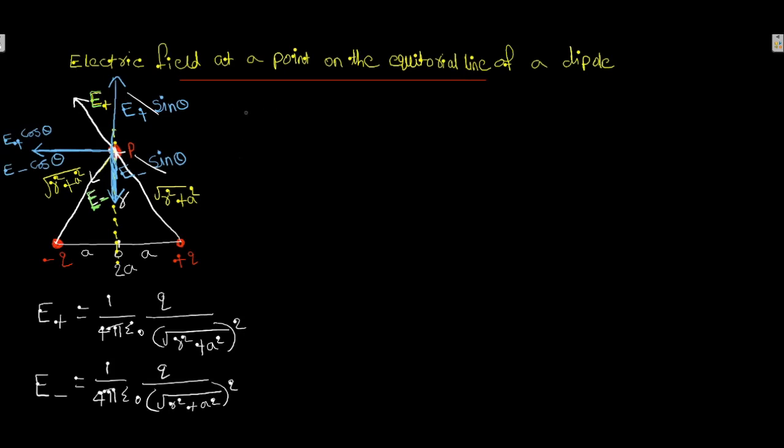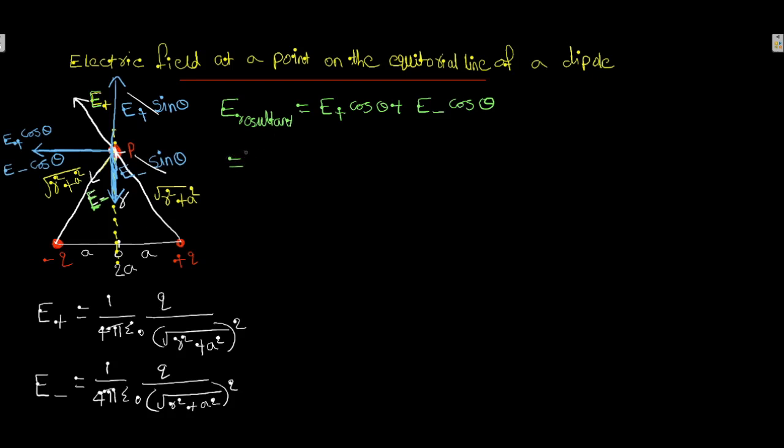Then what is the resultant electric field intensity? The resultant electric field intensity, E resultant, is the sum of these two horizontal components: E positive cos theta plus E negative cos theta. So what is E positive cos theta?